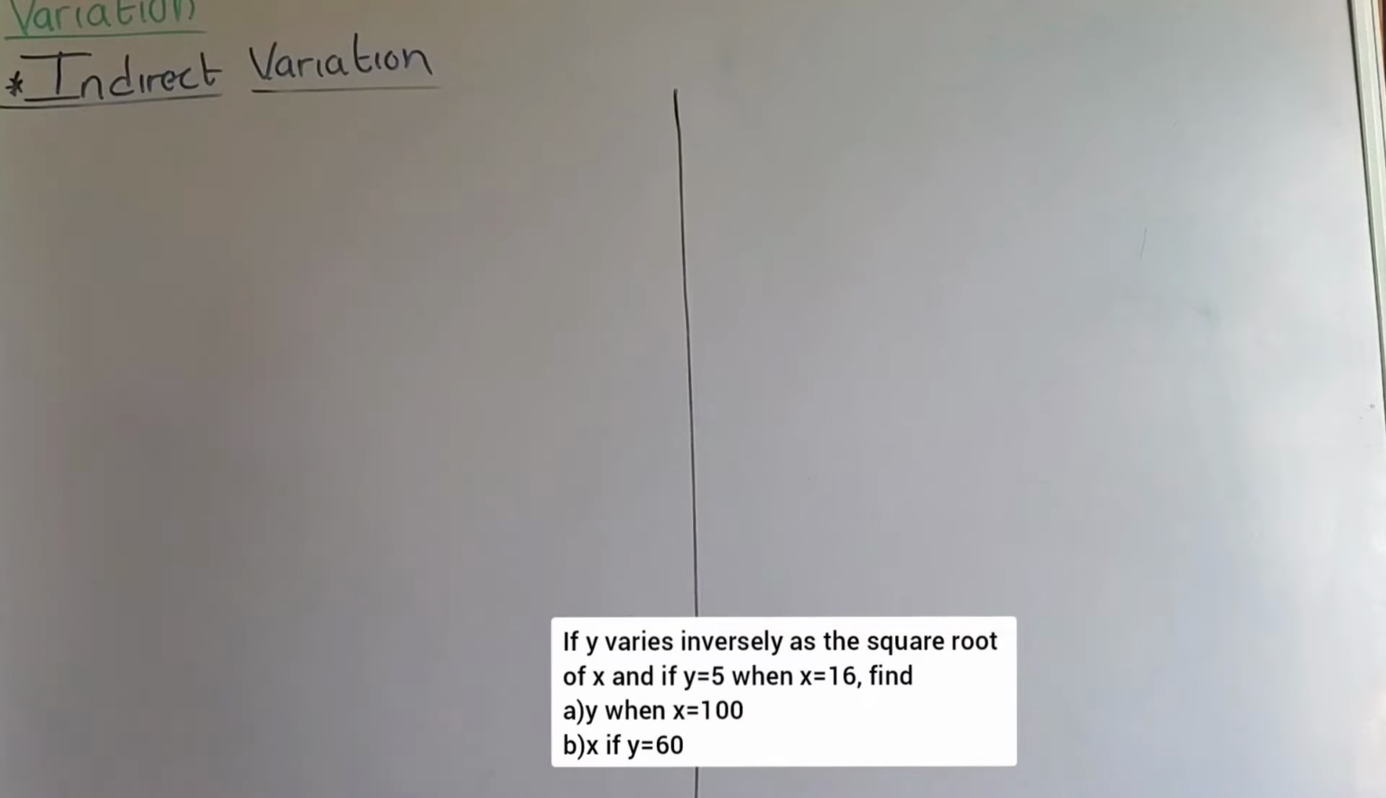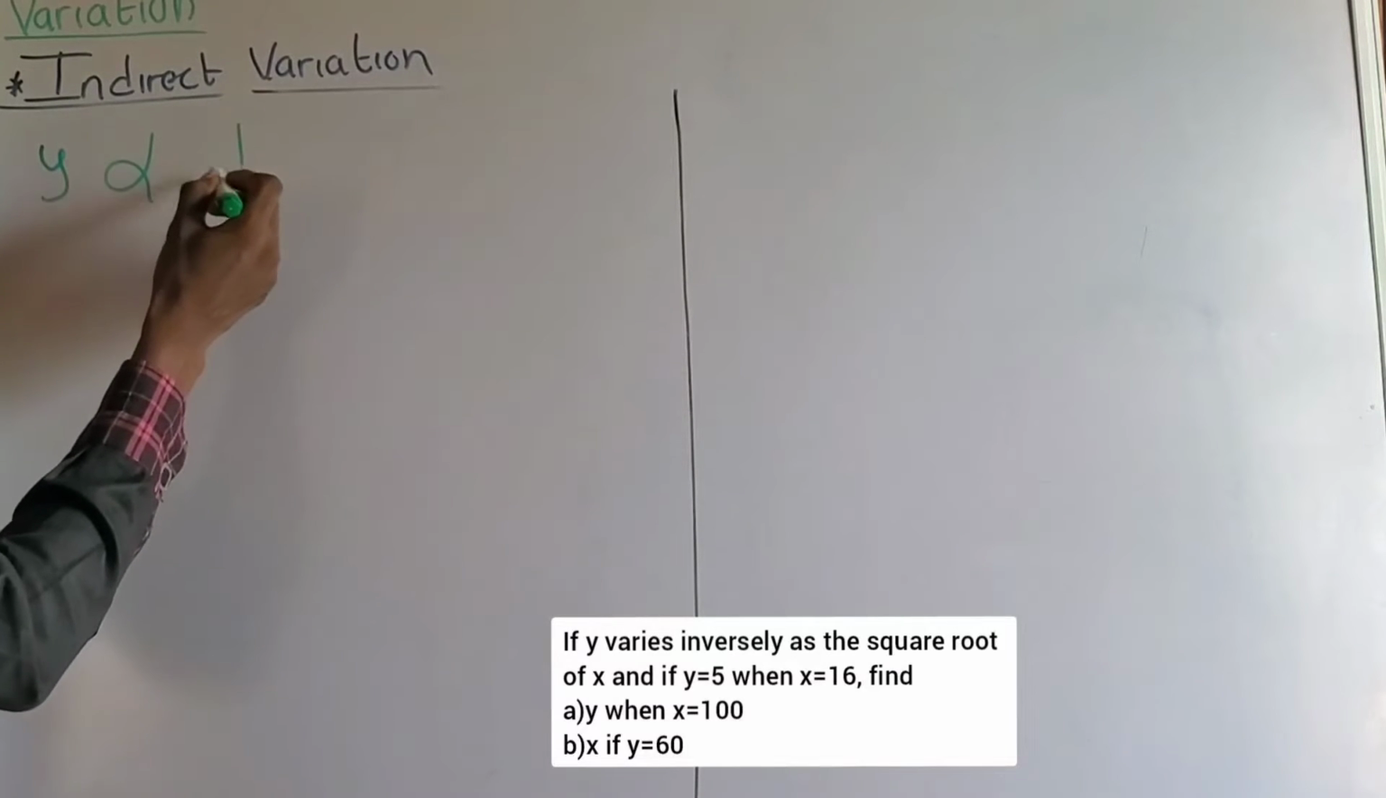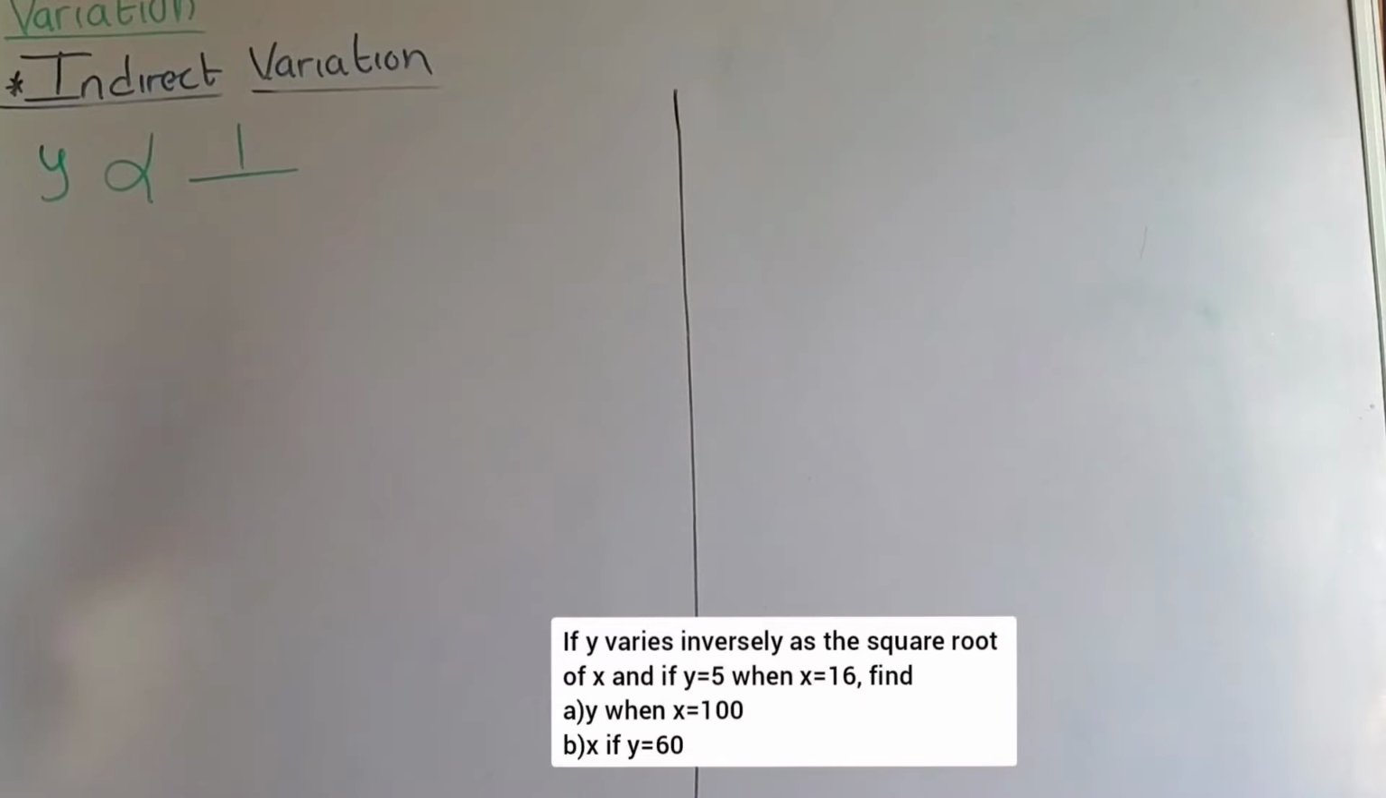Okay, so let us express the statement that we are given mathematically. We are given that y varies inversely as the square root of x. So y varies inversely. I told you in our previous class that inversely simply means the reciprocal. You understand?